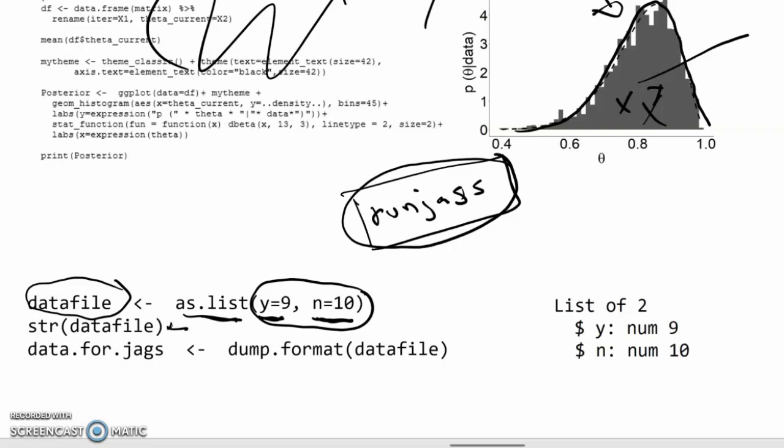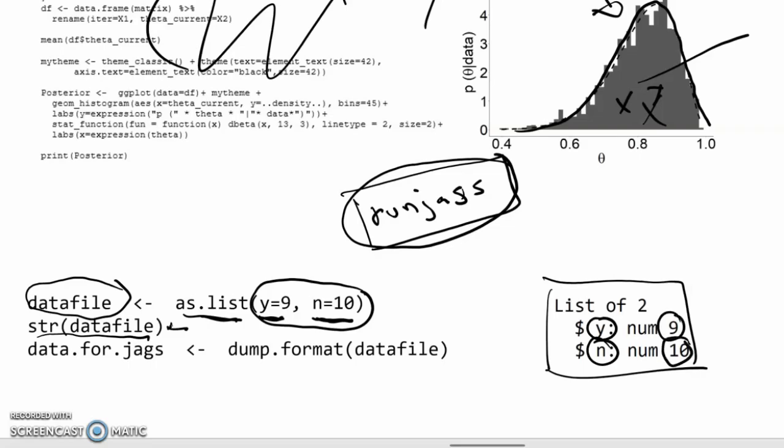This next step doesn't have to be done, but it's probably worthwhile doing, which is to look at the structure of data file, and you can see that, in fact, it is a list. It consists of these two items, the value of y, which is equal to 9, and the value of n, which is equal to 10.